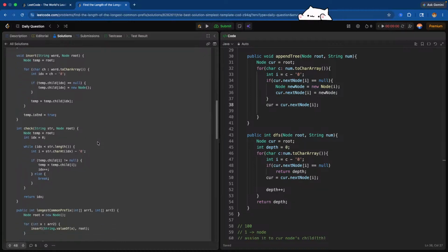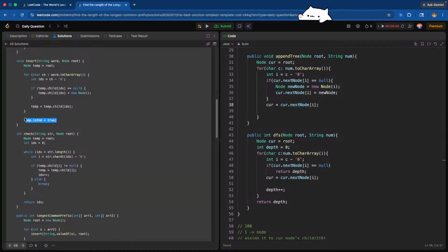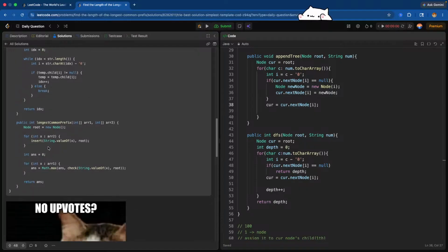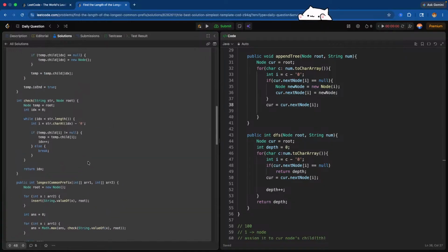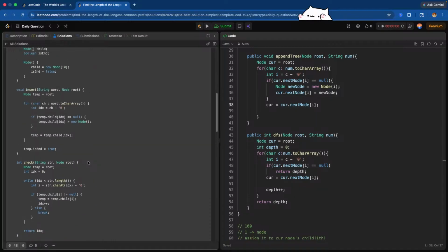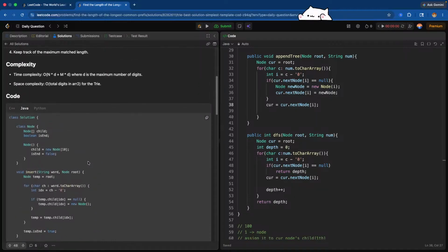This guy did it just like me, but we don't need the end here. It's just the prefix tree implementation, but we don't require this in our case. For this particular question, he did the same thing as what I have done. Yep, it's almost identical.